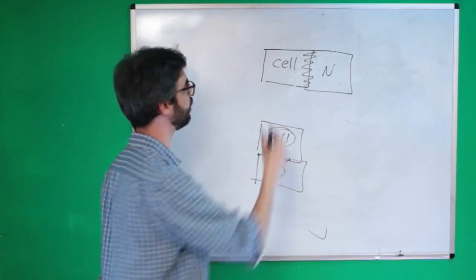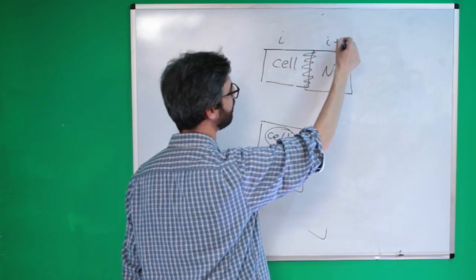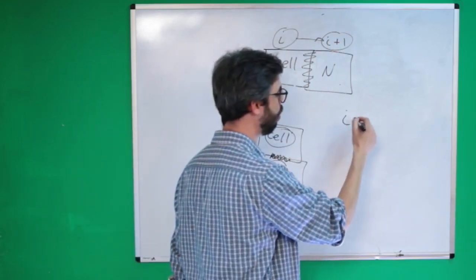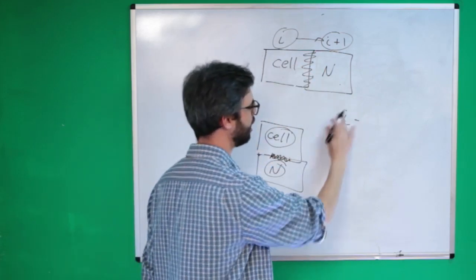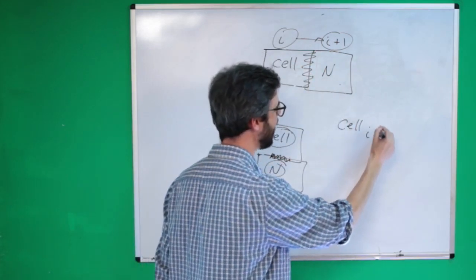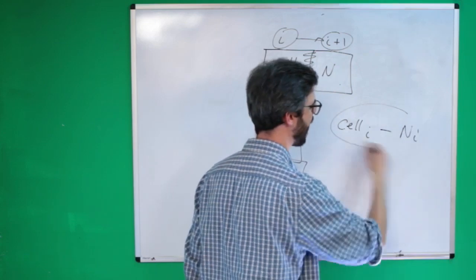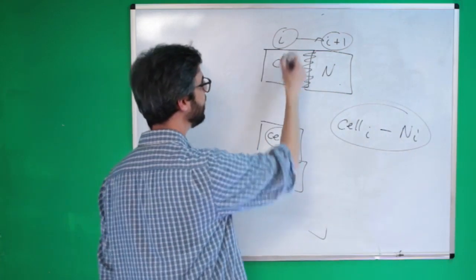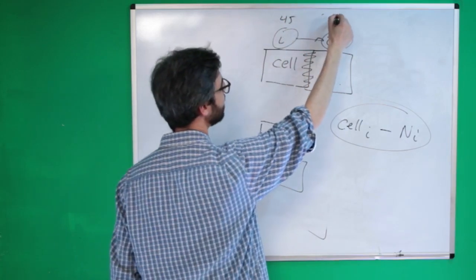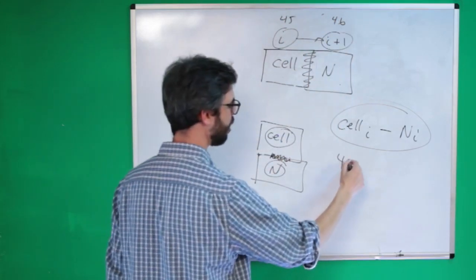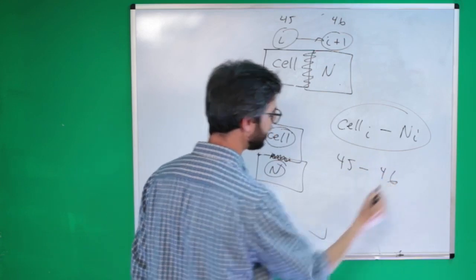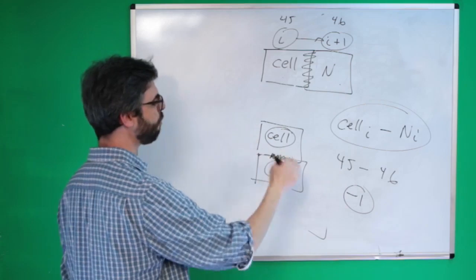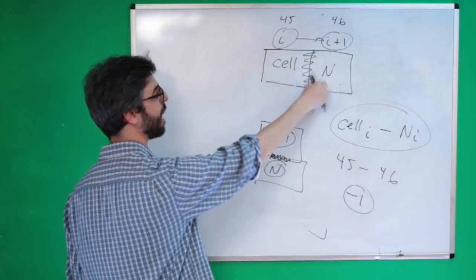How do we know which is which? Well, if this is i and this is i plus 1, the difference between cell index i and neighbor index i will tell us if it's to the right or the left. Because if this i is 45 and this i is 46, and we take 45 minus 46, we are going to have what? Negative 1. So if we get negative 1, that means we have a neighbor to the right.